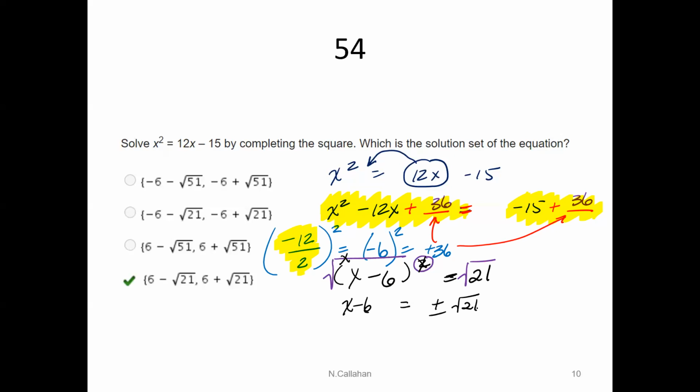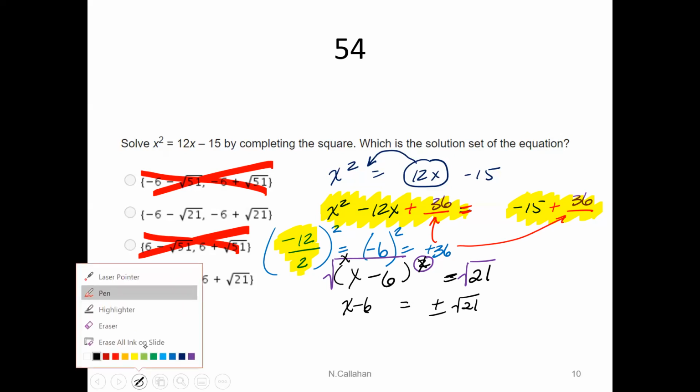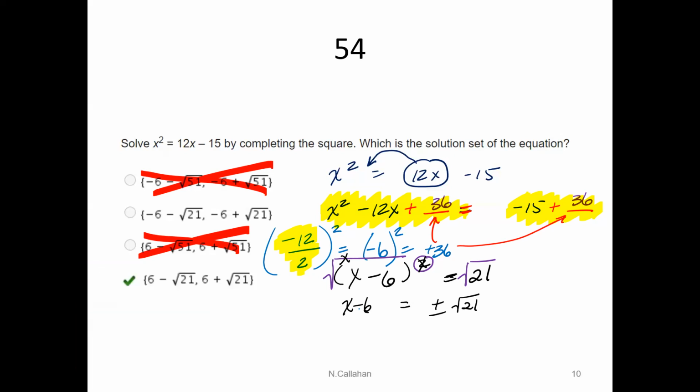So already at this point, do you see some answers here that you're like, it's not going to be it? Because I know it can't be A because that was the square root of 51. And it can't be C because it's the square root of 51 as well. So it could either be B or D. Well, let's go and see which one it's going to be. Let's do one more step. What's the opposite of minus 6? So when I add the 6 on both sides, is it B or is it D?